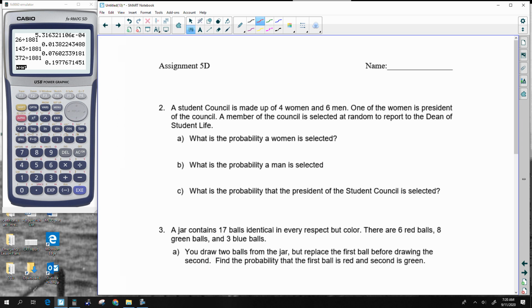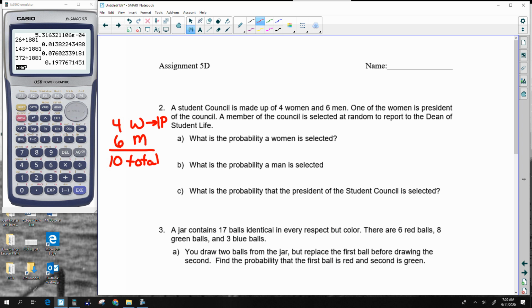All right, so let's see the lay of the land here. A student council is made up of 4 women and 6 men, so that makes 10 total. A member of the council is selected. What is the probability? One of the women is the president, so I'll just say one of these is a president. Write that on the side.